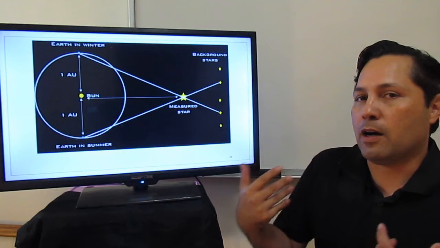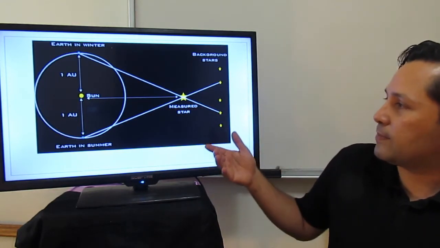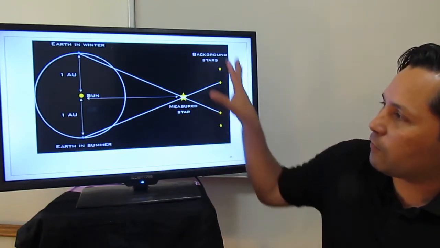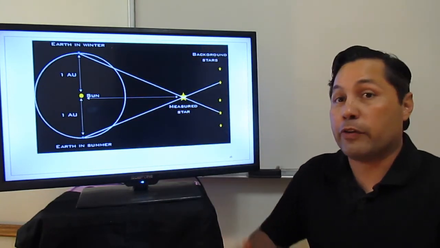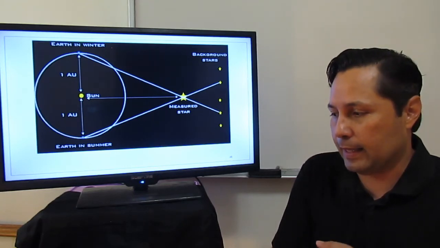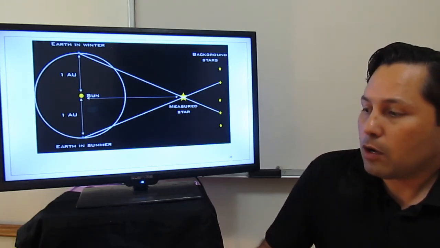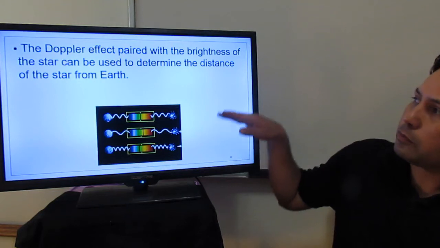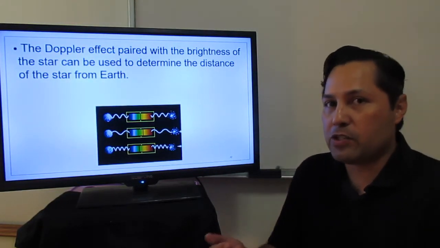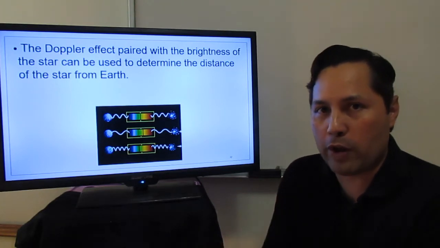Alright, so that is other information that astronomers can gather just by the light, where is it, and figure out its distance. So now you can figure out how far it is and how old it is by looking at the light as well. Moreover, you can use the Doppler effect to figure out if that star's moving towards us or away from us.